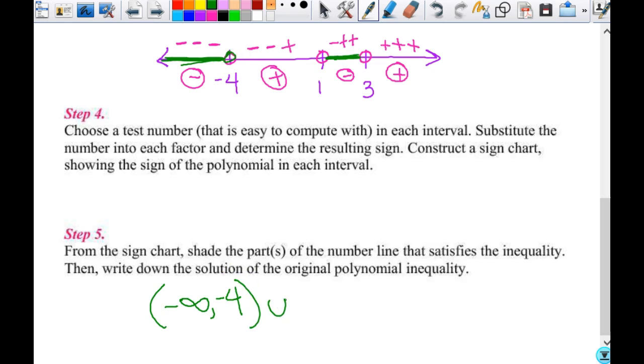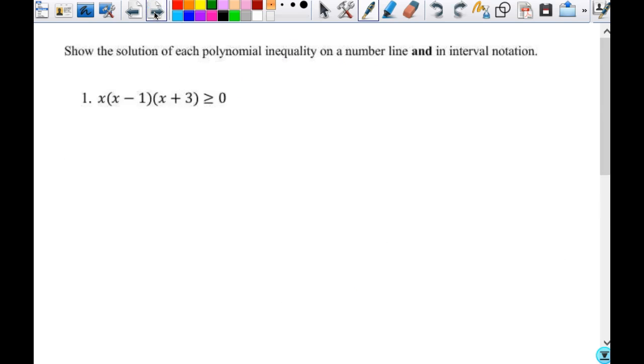Then I also have this part right here that goes from 1 to 3. Do I include either one of those? No, because it was an open circle. There's my solution. This is my solution in interval form. This is my solution graphed on a number line. Okay, we all good? Only concerned about the signs. Okay? All right, awesome. So let's do another one.